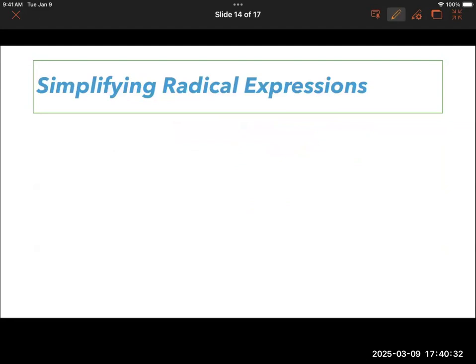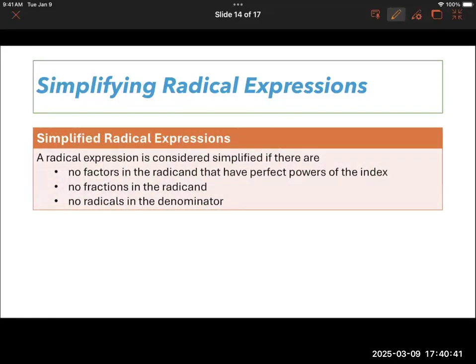Now, one final thing about simplifying radical expressions. A simplified radical expression is considered to be one where you have no factors in the radicand that have perfect powers of the index. So you've done any simplifying of the roots themselves. You have no fractions in the radicand, so you've separated those out. And you have no radicals in the denominator.